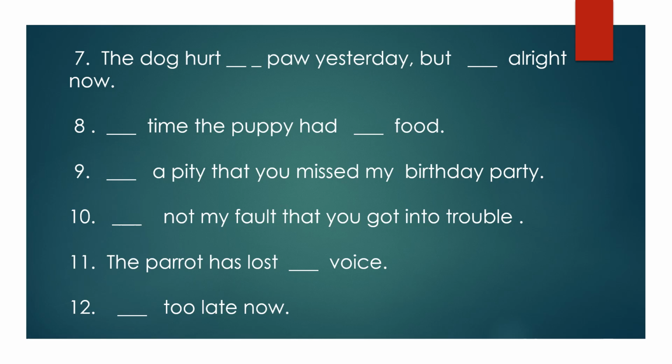7. The dog hurt its paw yesterday. ITS, showing possession. But it's alright now. IT apostrophe S, contracted word, alright now. 8. It's time the puppy had its food. IT apostrophe S, it's time the puppy had its food.